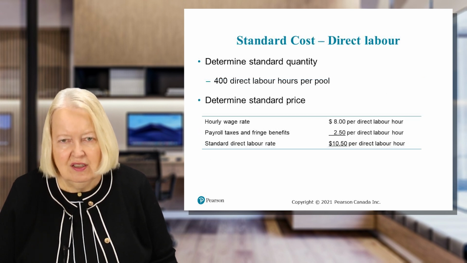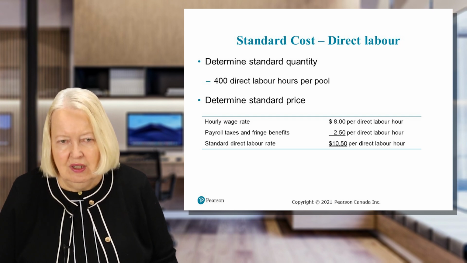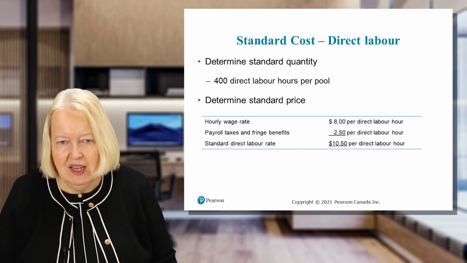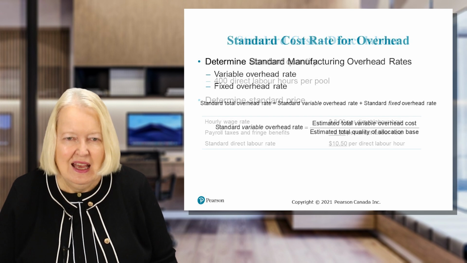The standard cost for direct labor, we are anticipating that 400 hours would be needed per pool, and we're committed to an hourly rate of $8 per direct labor hour, plus payroll, taxes, and fringe benefits of $250. So the rate is $10.50 per direct labor hour. Obviously, wages were a bit lower in this calculation than today's going wages.